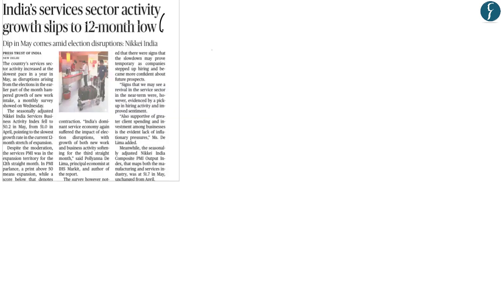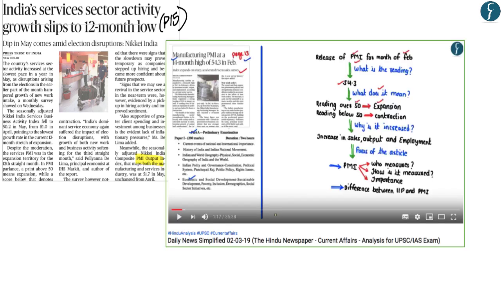Now we have taken this article from page 15. What is required to be understood from this article is about the PMI Index. The PMI Index has already been covered in depth by Basava sir in the Daily News Simplified video of 2nd of March. The link to this video is given in the description section below, and you can refer to this video to further understand the PMI Index. However, what we're going to do today is again revise the PMI Index through questions for practice.